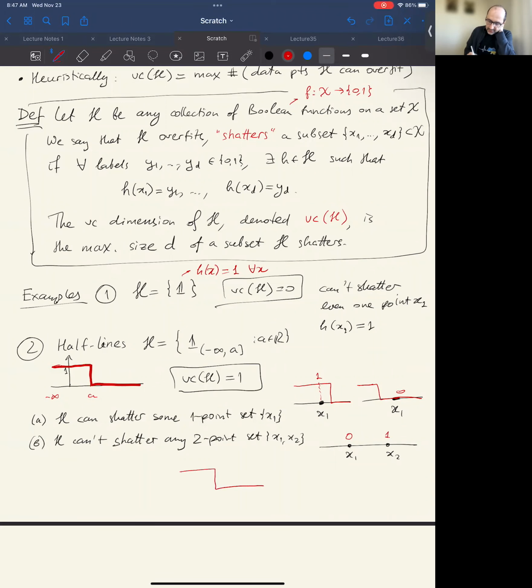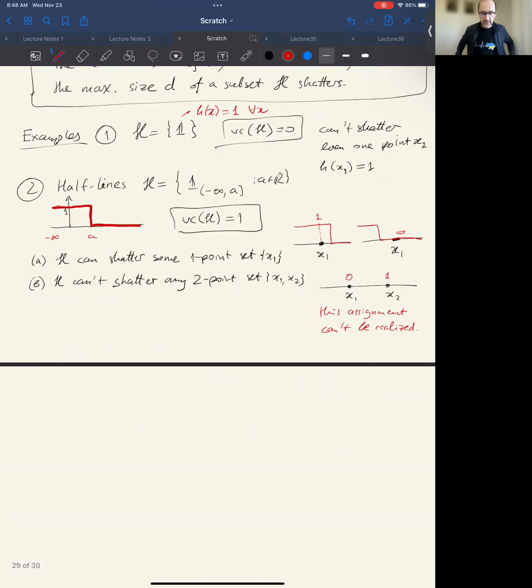Because all functions are like this. So no matter how I place this function, this way, not good, 1 is not realized. This way, not good, 0 is not realized. This way, neither is realized, right? So 0, 1 can never be realized, whatever I place this function. So this assignment can't be realized. And that's why H can't shatter any two-point set. And we proved that the VC dimension of half lines is 1. Good.